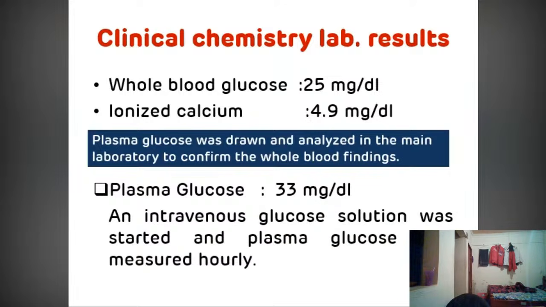So from the investigation, we can say that blood glucose level is very low, that is hypoglycemia. It is more severe because it is less than 45 milligram per deciliter. So that is a severe hypoglycemia. Now let's see what are the various questions.